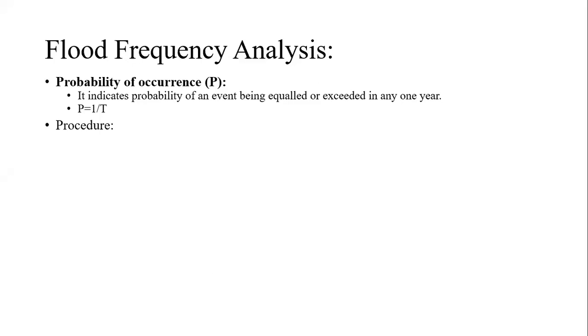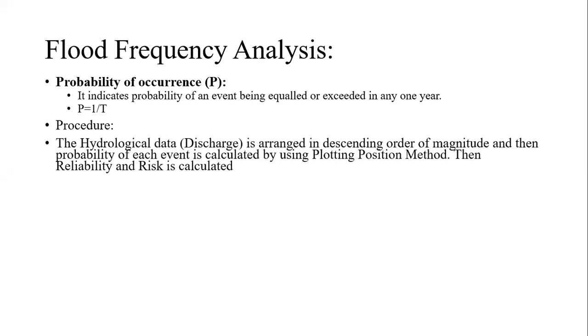Firstly, the data we get, suppose 1991, whatever the maximum discharge was in a river, 1992 maximum discharge, 1993 maximum discharge, 1994 maximum discharge, these discharge values are given along with the years. Afterwards, the discharge values are arranged in a descending order. So hydrological data, that is the discharge, is arranged in descending order, that is, the highest value will appear at the first and the lowest value at the last in that series of magnitude.